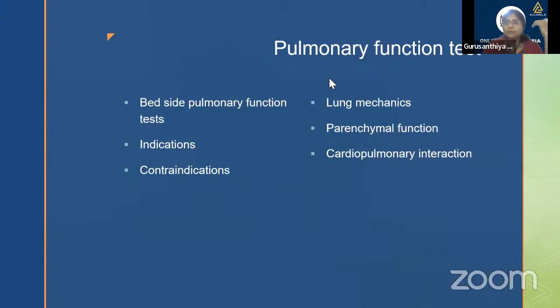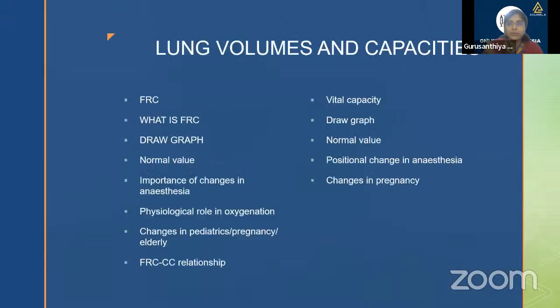Concentrate on differentiating them; do not crowd them together when you write. You always differentiate them into the tests which look at lung function, the tests which look at parenchymal function, and the tests which look at cardiopulmonary interaction.